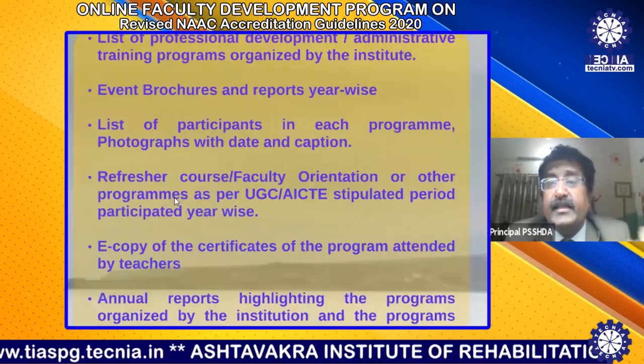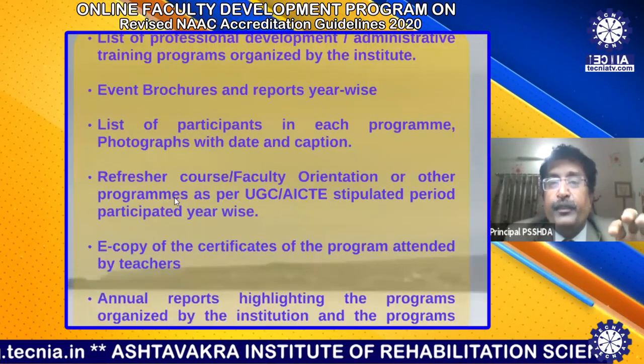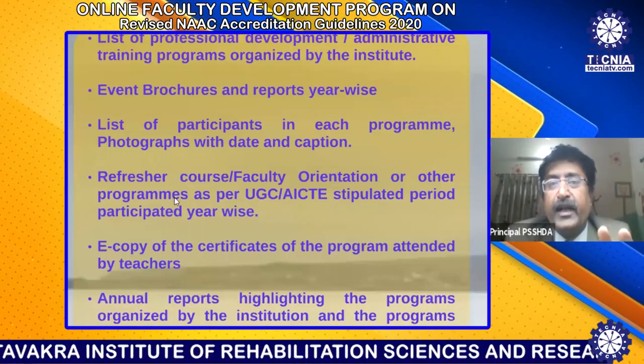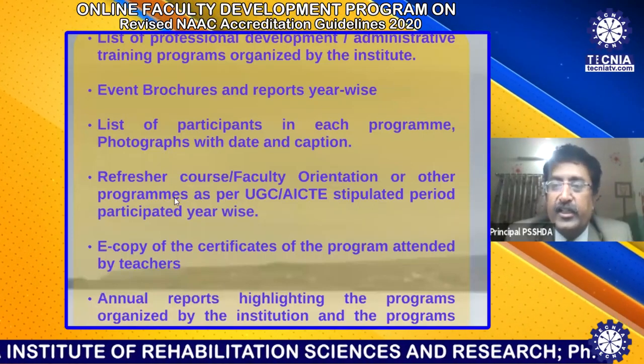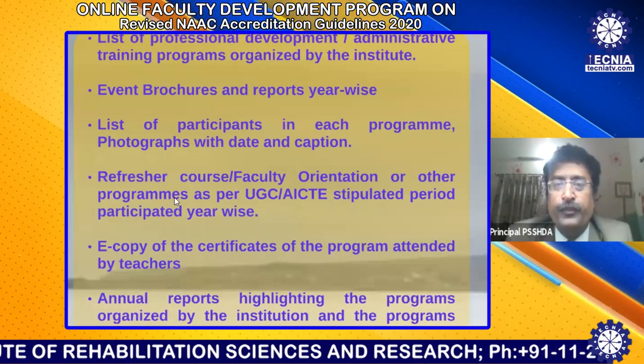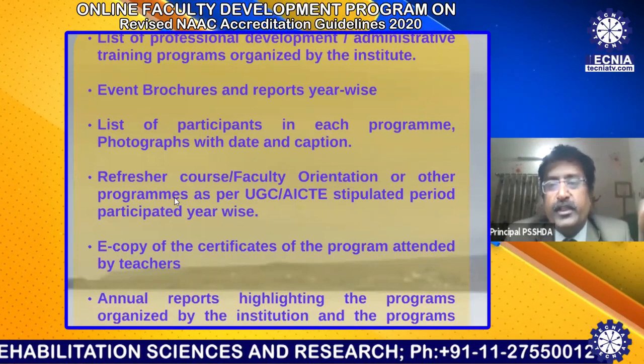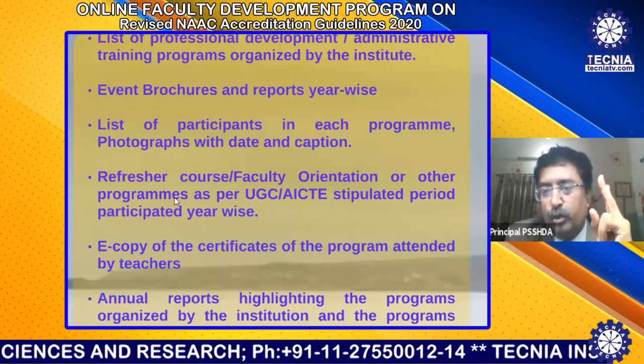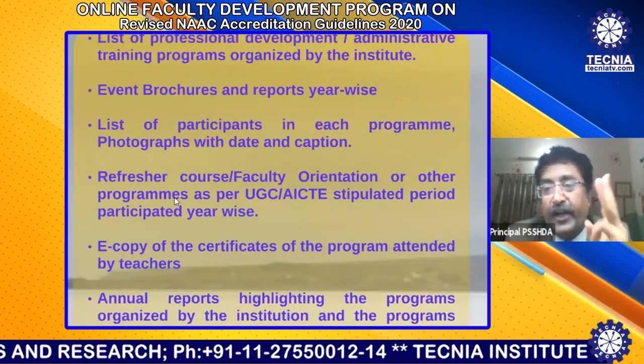The next thing is the list of professional development programs or administrative training programs at your institute. The first part is the arrangement or organization of every event at your institute. Again, for this program, you need to keep 4 things ready. Number 1, circular. Number 2, brochure. Number 3, list of attendees.